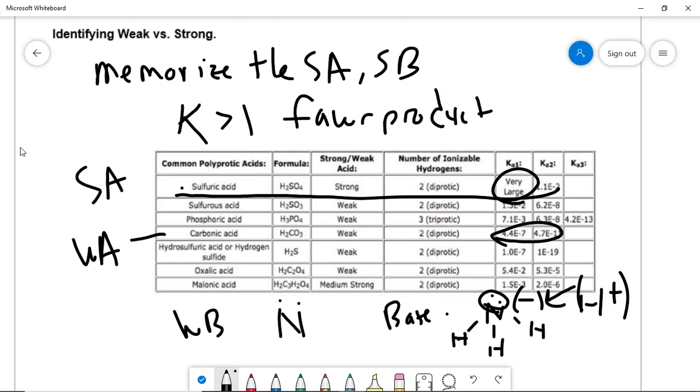Okay, so that pretty much wraps up all the stuff from the very first part of the unit. The next part will be more of the calculation-based stuff that you'll need to know for acids and bases.